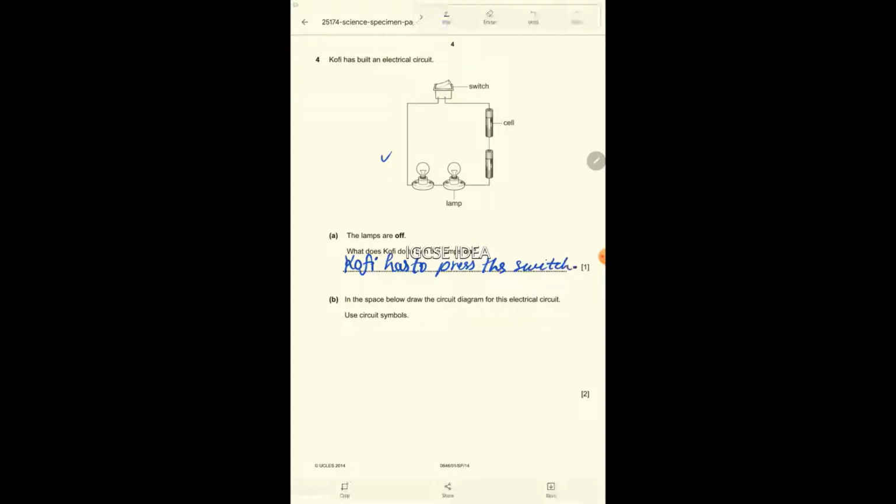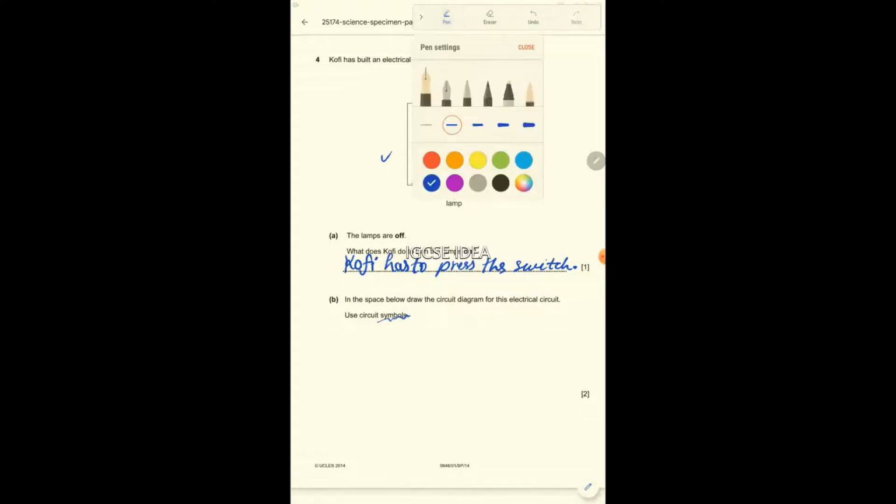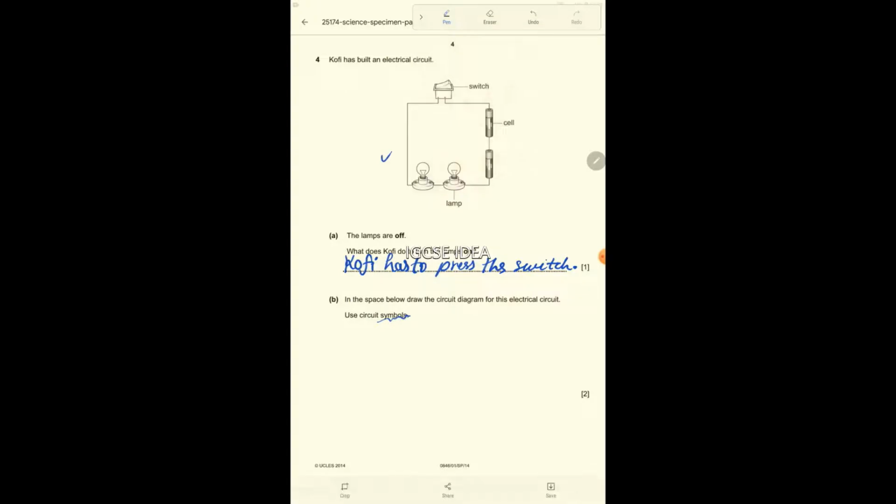Okay. In the space below, draw the circuit diagram for this electrical circuit. Use circuit symbols. Okay. So, let's draw the circuit diagram. Yeah, so this is the diagram.